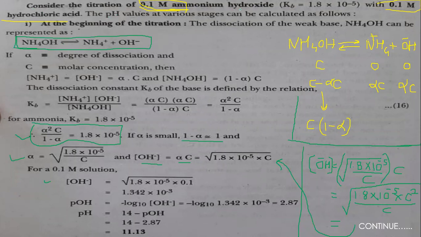Here it says ammonium hydroxide. Okay, and its Kb value is 1.8 into 10⁻⁵. Remember this value. Okay, we are using this further. So that is Kb, the dissociation constant for the base. Okay, ammonium hydroxide is a base, and HCl is an acid. So this is the dissociation constant for that ammonium hydroxide. So with 0.1 molar hydrochloric acid, that HCl you are taking in the burette, the pH values at various stages can be calculated as follows.